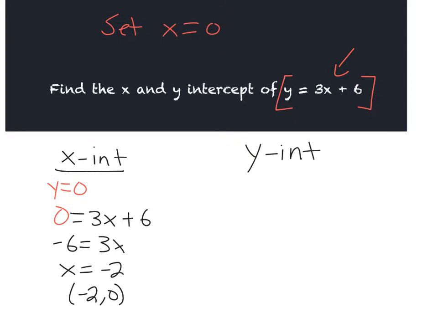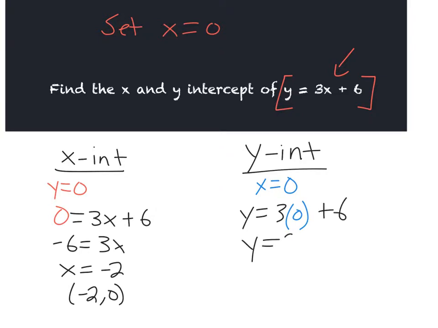Y-intercept. Okay, now for y-intercept, you have to set x equal to 0. So anywhere you see an x, you're going to set it to 0. So it's going to be y equals 3 times 0, right? 3 times 0, which is 0, plus 6. So your y-intercept is just going to be 0, comma 6. That is where this particular line is going to cross the y-axis.